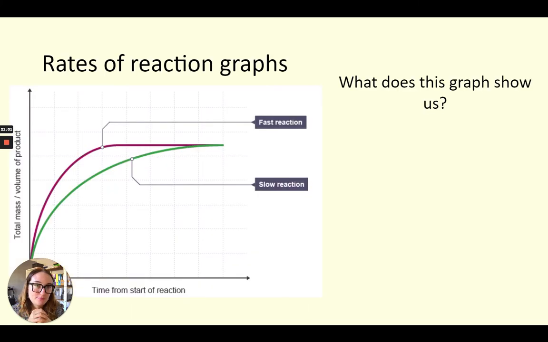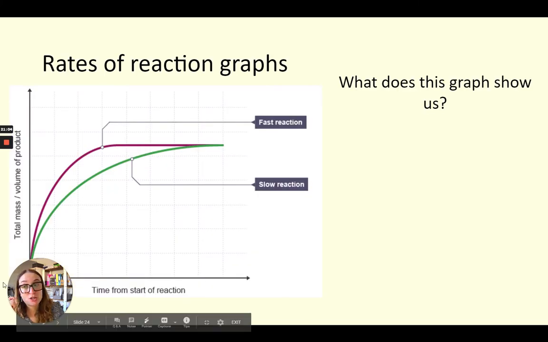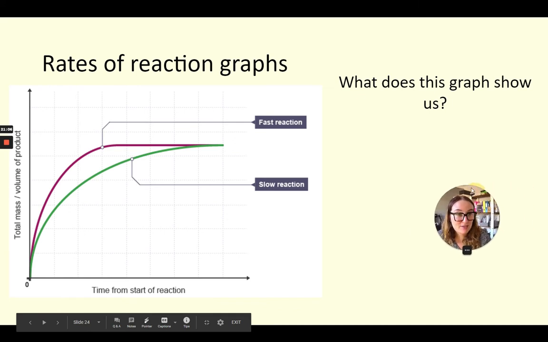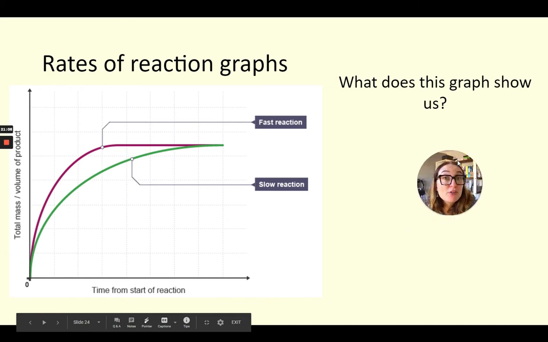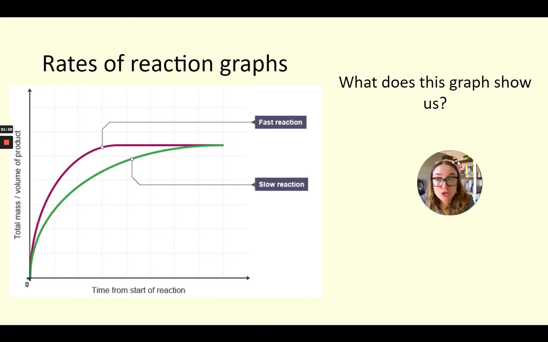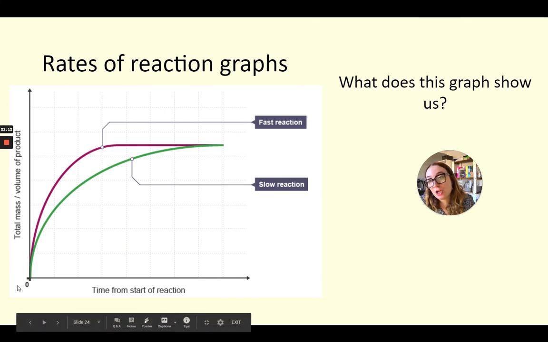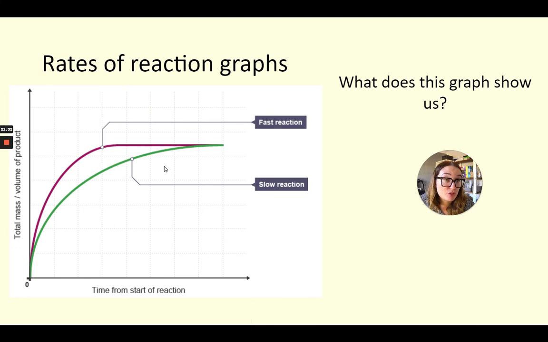Well, the first thing you need to be aware of is a graph that looks like this. And I'm just going to move myself out of the way for a second. Now this graph is really common in an exam, and it shows you the mass or volume of a product, so how much stuff is being made, and down here shows you the time. So as time increases, as time goes on in a reaction, how much product are we making? Now what you need to see first of all is that it starts in the exact same place and it ends in the exact same place, and that's really, really important in a rate of reaction graph.